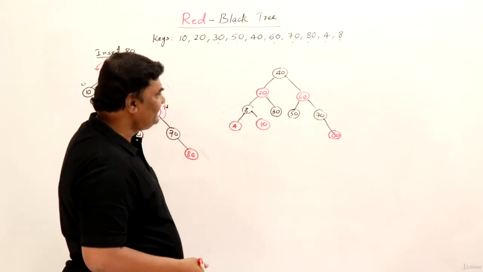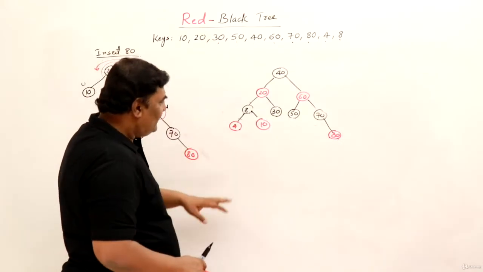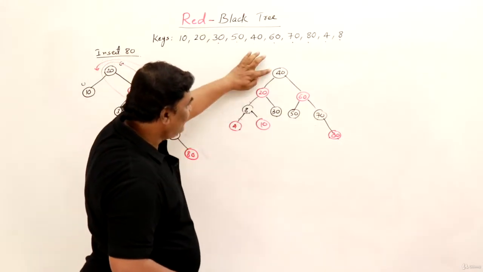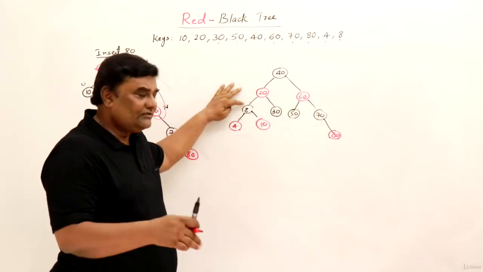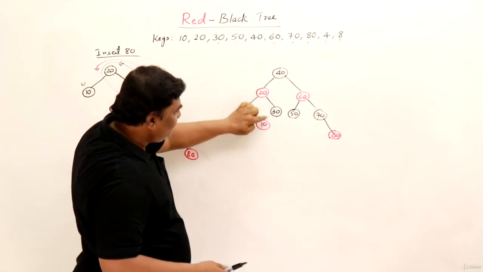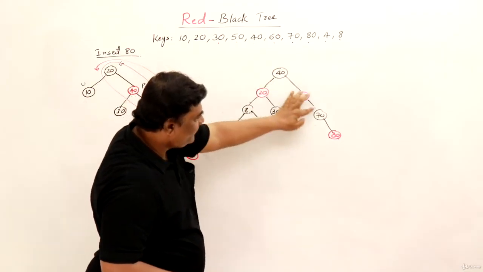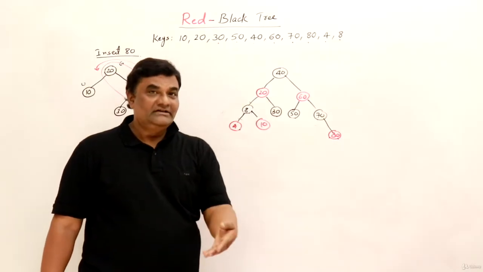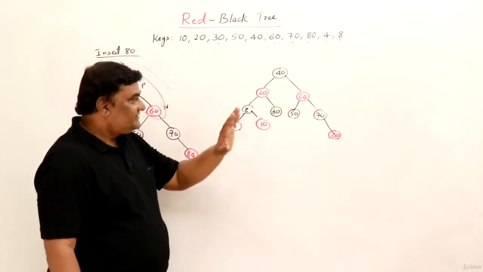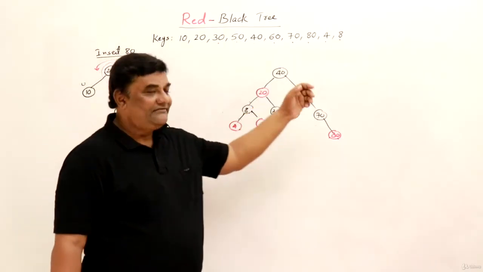Now let us confirm whether it is perfect or not. Check the height. Leave nulls, just count black. 1, 2. Null is definitely always there, so ignore it. 1, 2. 1, 2. 1, 2. So in every path we have 2 black nodes, including null 3 black nodes. So this is the final red black tree for the keys that I have taken.